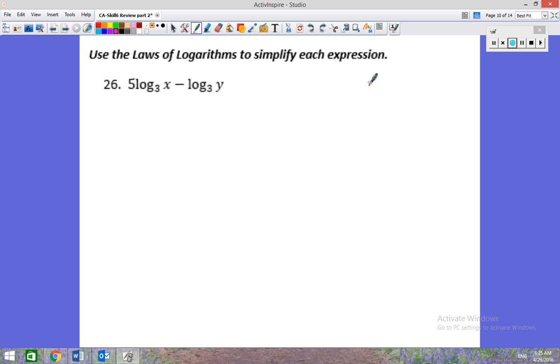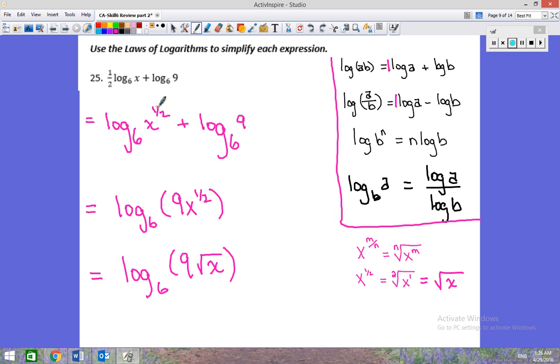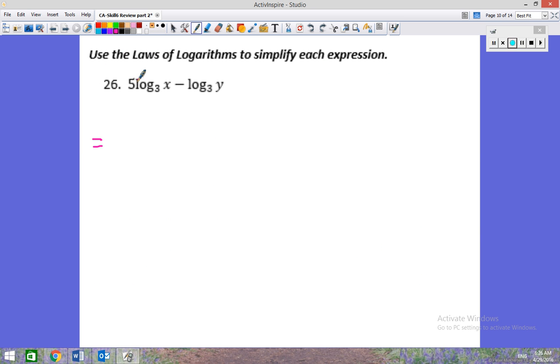Alright, same directions, same situation. You're going to apply these properties, these laws of logarithms. Just like before, when we had the 1/2 out in front, we brought it up as an exponent. We've got this 5 out in front. We're going to bring it up as an exponent. So we have the log of x to the 5th power minus this log base 3 of y.